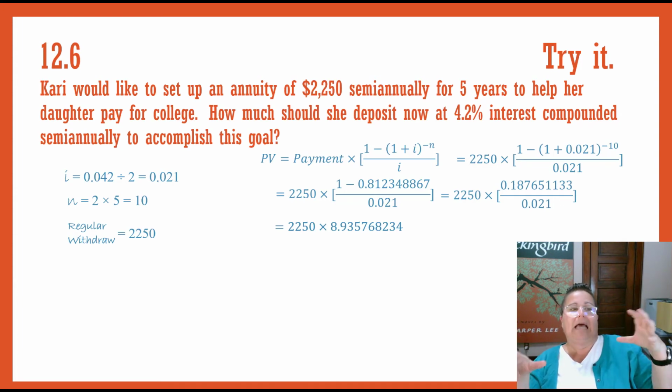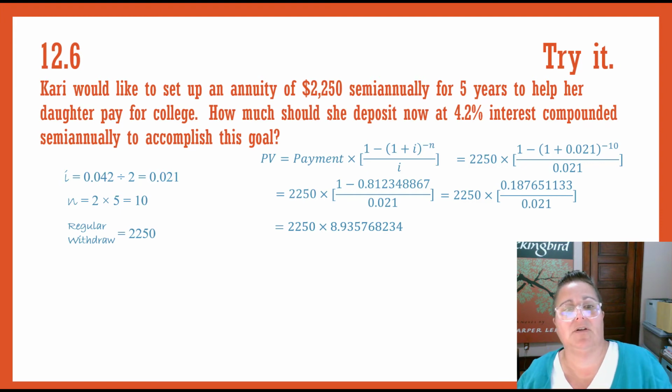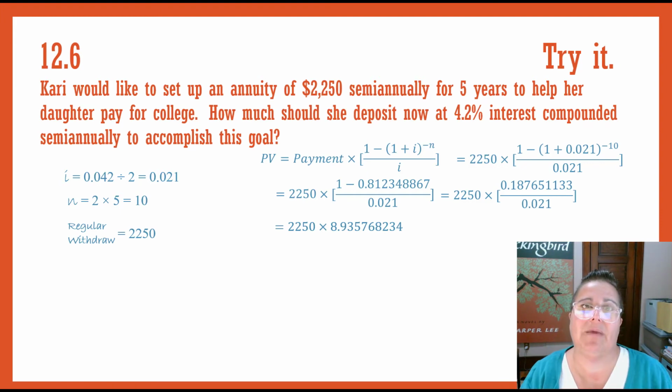That number should be less than the number of compounding periods. Because we're looking at the present value, and the present value should be less than the total amount that Carrie is able to withdraw, I'm looking at multiplying that 2250 by less than 10. So this at least gives me a clue that I'm in the ballpark. Even if my number is off because of a calculator error, I still am sort of in the ballpark.